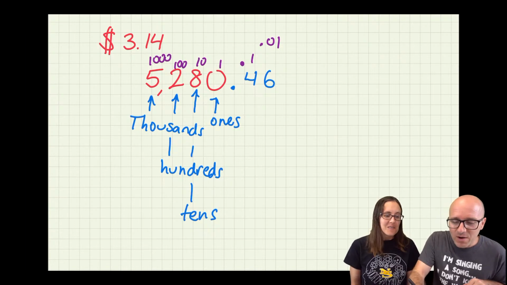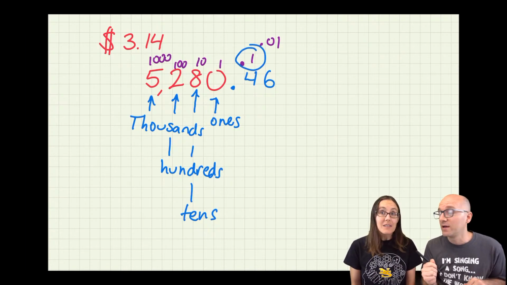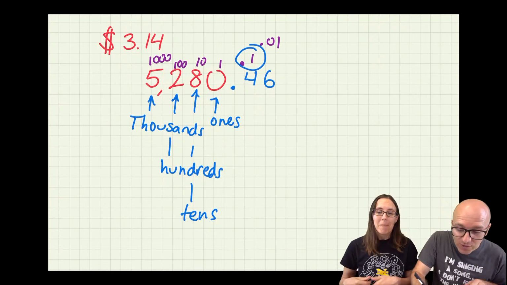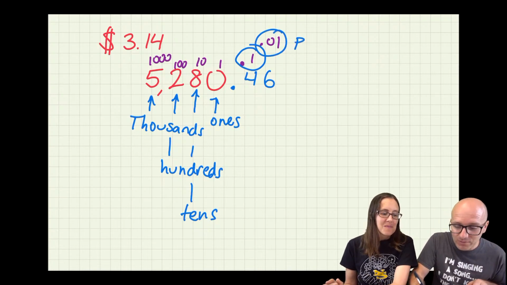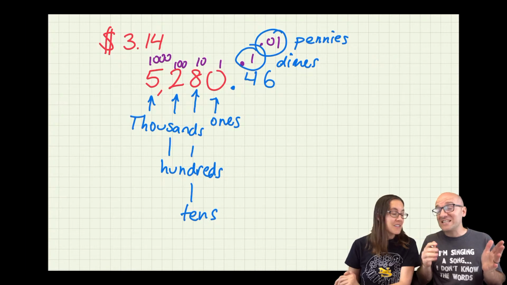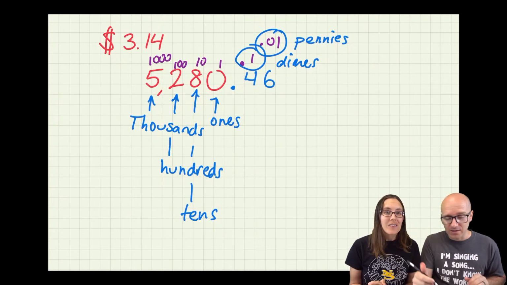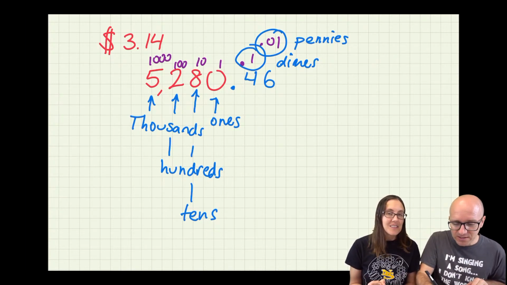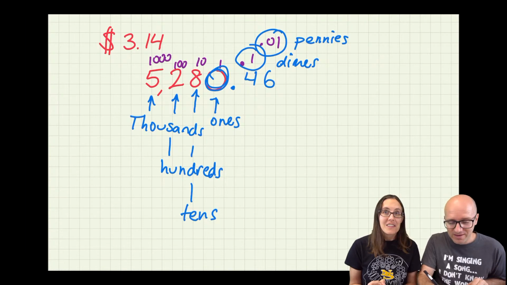Okay, do we have money that represents the tenths? Yeah, dimes. Okay, so in this case, we can think of pennies and we can think of dimes as actually representing those place values. The next digit over, we'd have dollar bills for the ones. Here we'd have $10 bills, $100 bills, $1,000 bills.